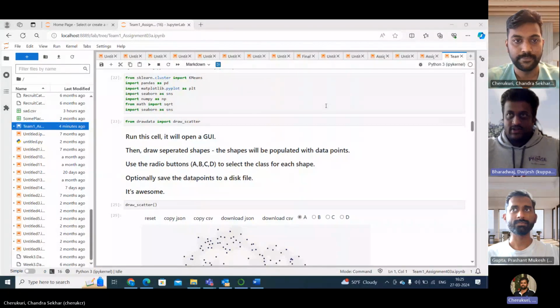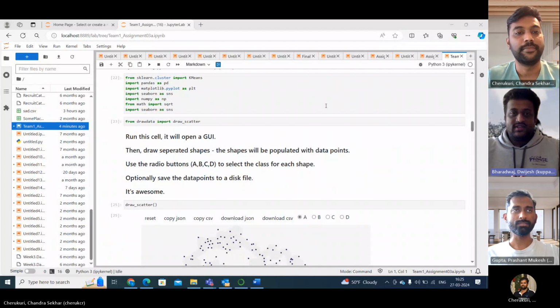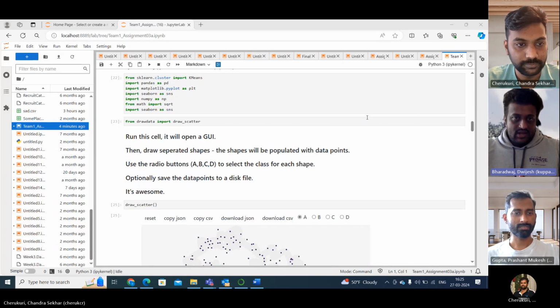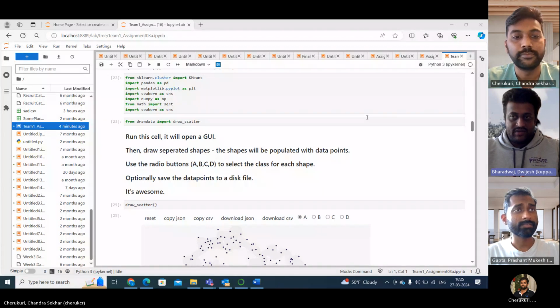Thanks, Chandrasekhar, for sharing the screen. So this is the Great Emoji Emotion Expedition. We have imported some libraries for the visualization part. And in order to generate the random data, we have used draw data and we have imported draw scatter. Once we run this cell and use the draw scatter command, we'll get a draw board where we can draw the emoji.